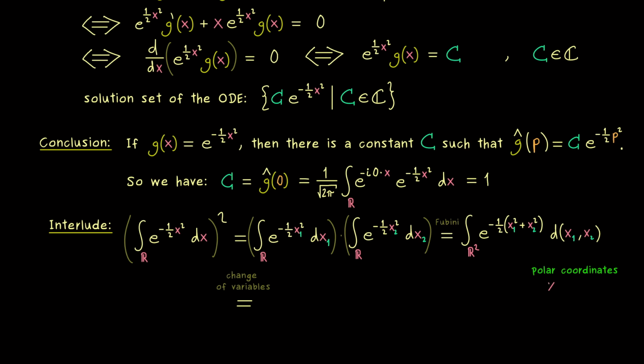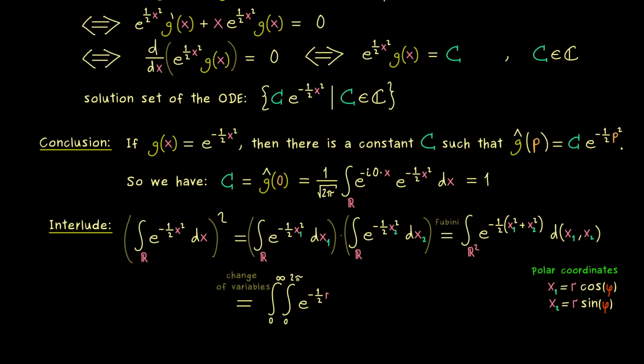Indeed, in R2 the polar coordinates are quite simple. We just have x1 given by r times the cosine of phi. And moreover, x2 is given by r times the sine of phi. And there the radius r goes from 0 to infinity and the angle phi from 0 to 2 pi.